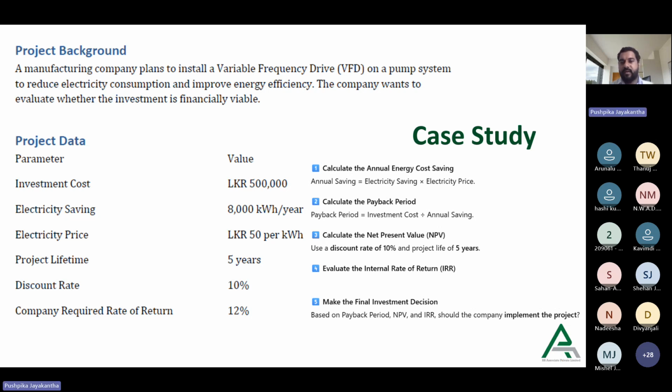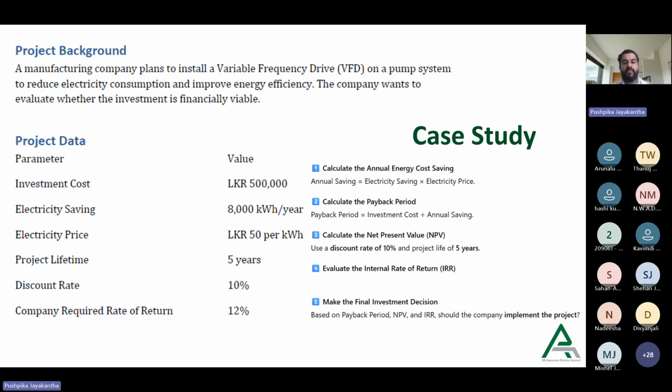Okay, there's a manufacturing company. They plan to install a variable frequency drive on a pump system to reduce electricity consumption and improve energy efficiency. The company wants to evaluate whether the investment is financially viable. So they have given this project data here. Initial investment 500,000, electricity saving 8,000 kilowatt hours per year, electricity price 50 rupees per kilowatt hour, project lifetime 5 years, discount rate 10%, company required return 12%.